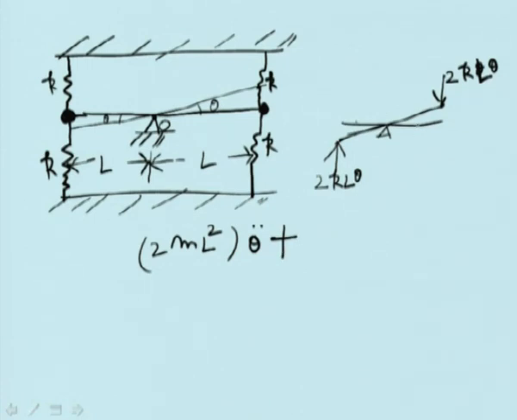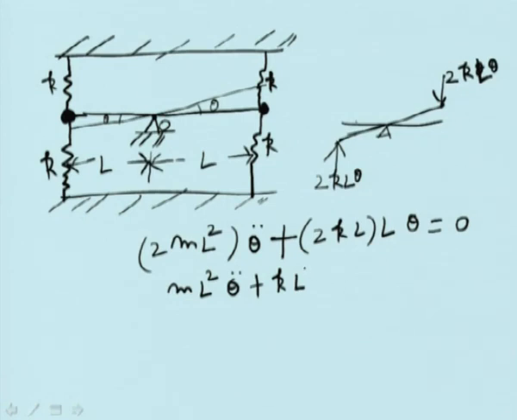This is actually a couple, 2KL theta acting there, and the distance between them is 2L. So 2KL theta into L, that means 2KL square theta, equal to 0. That means 2mL square theta double dot plus 2KL square theta equal to 0.